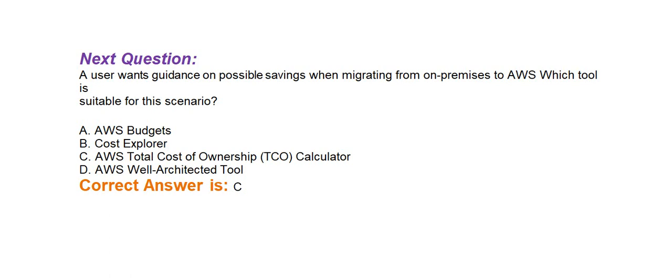Next question is, a user wants guidance on possible savings when migrating from on-premises to AWS. Which tool is suitable for this scenario? Option A, AWS Budgets. Option B, Cost Explorer. Option C, AWS Total Cost of Ownership, TCO Calculator. Option D, AWS Well-Architected Tool. Correct answer is option C, AWS Total Cost of Ownership, TCO Calculator.